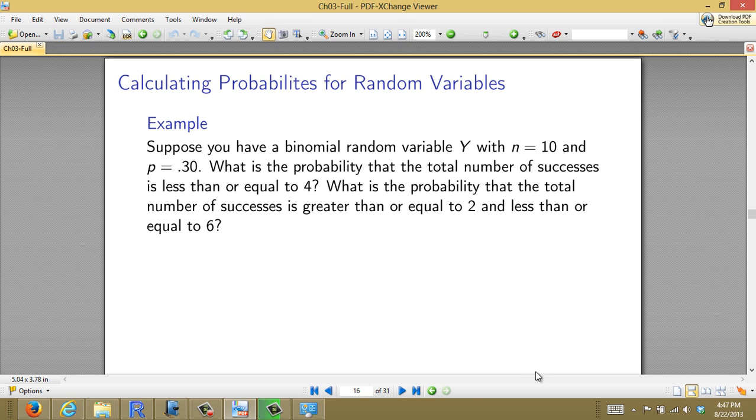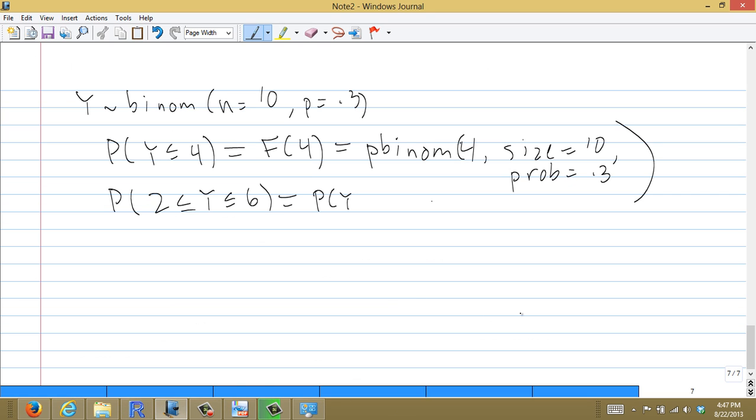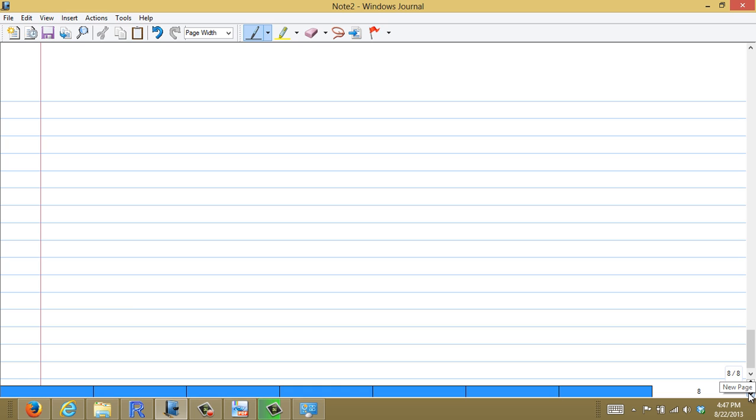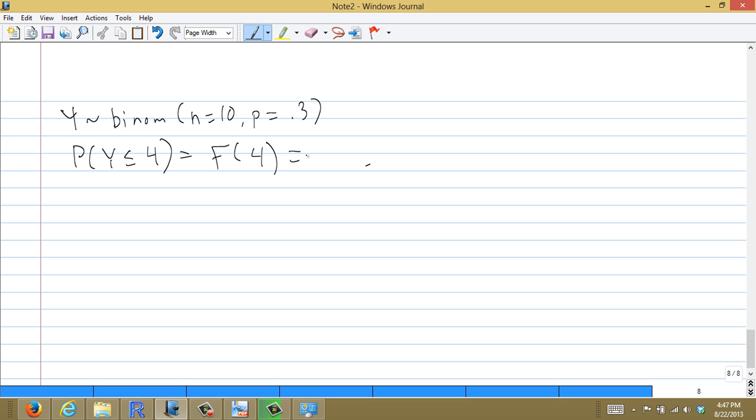Well, I hope you were successful. So let's look at how to do this problem in R. The first thing that we want to do is write down the probability in question. Actually, the first thing we want to do is write the information we know. So we know that y has a binomial distribution with n equal to 10 and a probability of success of 0.3. We want to find the probability that y is less than or equal to 4. Well, by definition, that is just the CDF of the random variable evaluated at 4. And so the appropriate function that we want to use is the pbinom function.